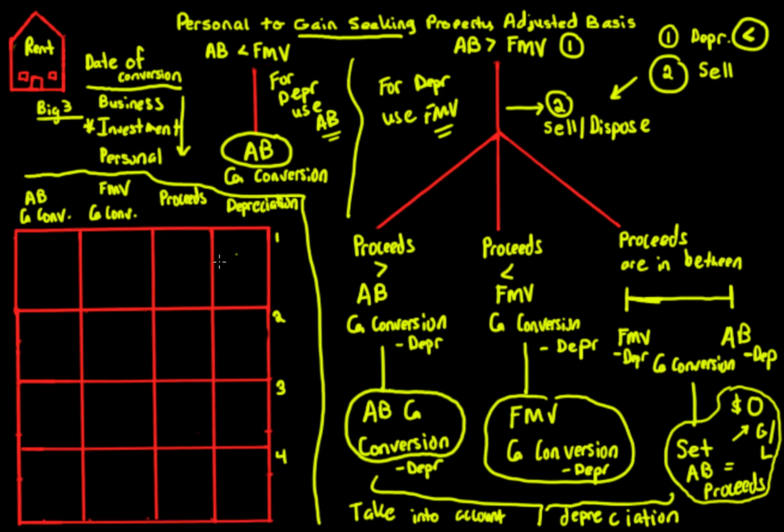So in the first example, let's assume that our adjusted basis at conversion is $67,000. Okay? The fair market value at conversion is $72,000. The proceeds when we sell the property later on, let's say, I don't know, 8 years in the future. Maybe we rent out our house, we get rent on it, but then we decide to sell it later on down the road. The proceeds, when it's sold down the road, $80,000.